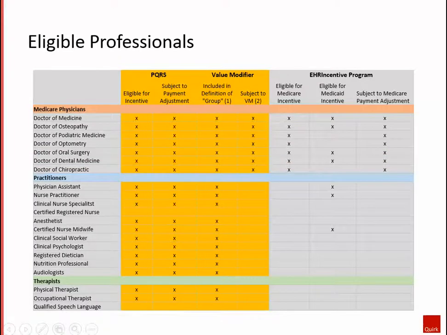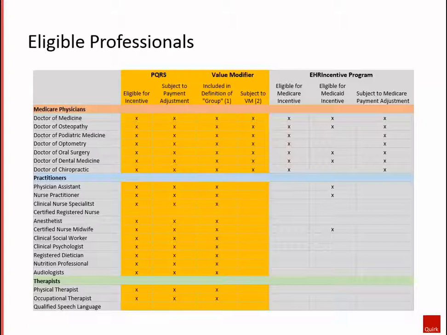One of the things that we just talked about was groups of 100 or more, groups of 10 or more, and groups of 2 through 9. So one of the things that's important to understand is what determines how big your group is. So I wanted to show you a listing of eligible professionals. That's how it is determined what size your group is, by how many eligible professionals are within your group that are sharing the same tax identification number.